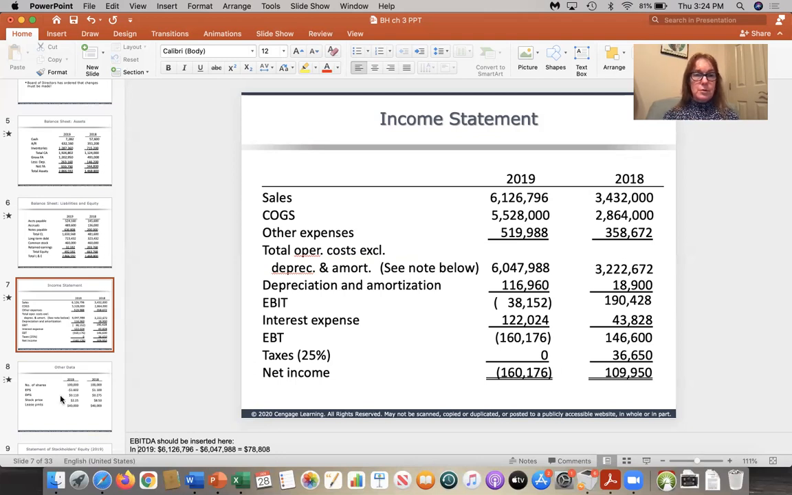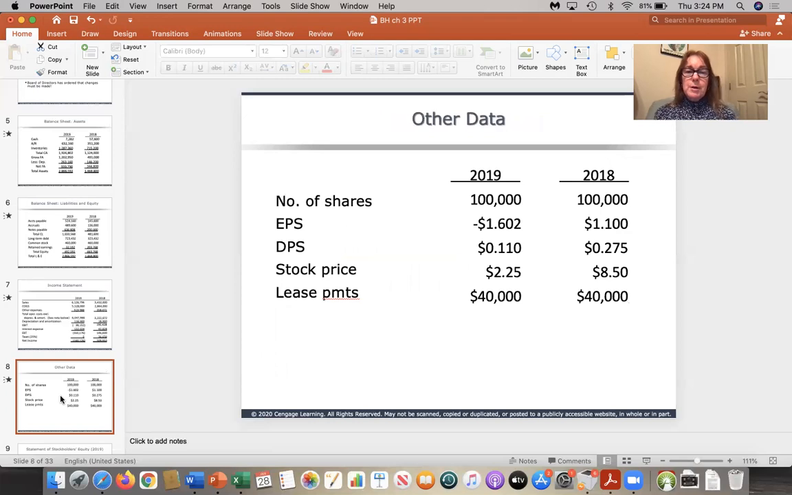Okay, let's go on to the next slide. Okay, here's some other data. The number of shares outstanding, 100,000. Earnings per share, that's the net income divided by the 100,000. The earnings, so the net income divided by 100,000, that's how you get this earnings per share number. Dividends per share is the dividends paid divided by the number of shares outstanding.